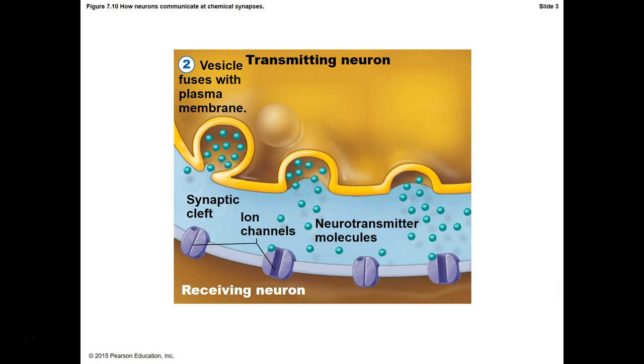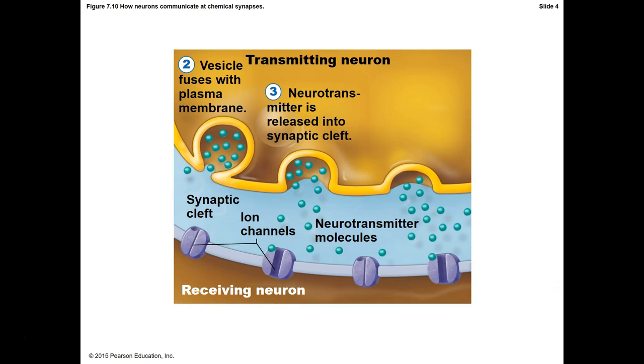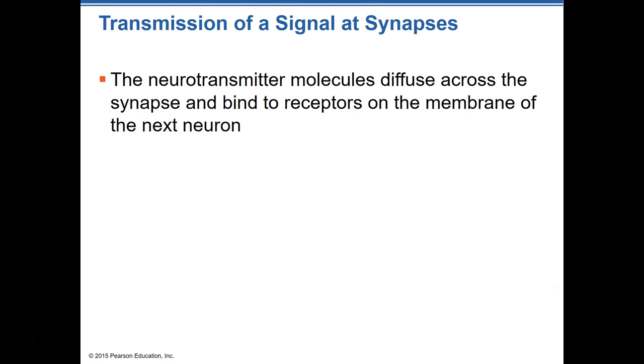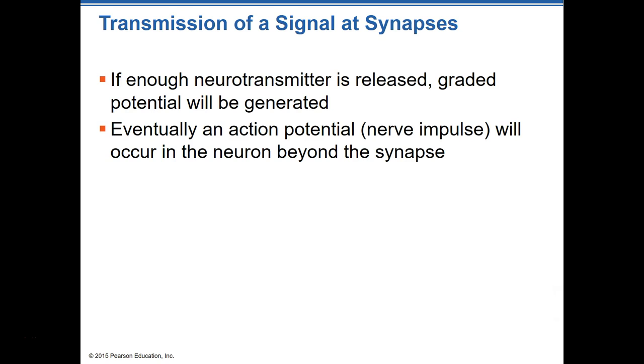So the neurotransmitter goes across and makes contact with the channel on the opposite side. Whatever that ion channel is, it's going to cause it to open up. A lot of times it's a sodium ion channel that lets sodium rush in. It's going to open up those channels and open that receptor. I'm way ahead of the slides. Okay. If enough of that neurotransmitter is released, a graded potential will be generated, and eventually a full-on action potential will occur in the neuron beyond the synapse or in that target organ.